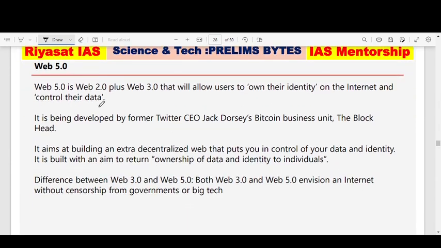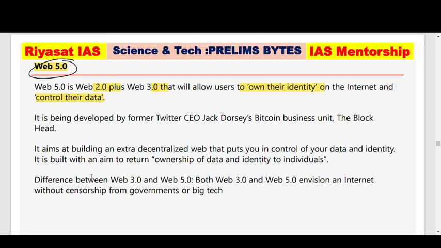Now another term comes, Web 5.0, which is an amalgamation of Web 2 and Web 3. If you add both, that advancement is known as Web 5.0, and it allows users to own their identity on the internet and to control their data. Not everyone can share your data, not everyone can view your data. That will depend on your permission.